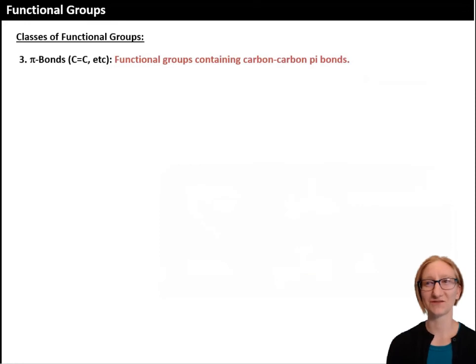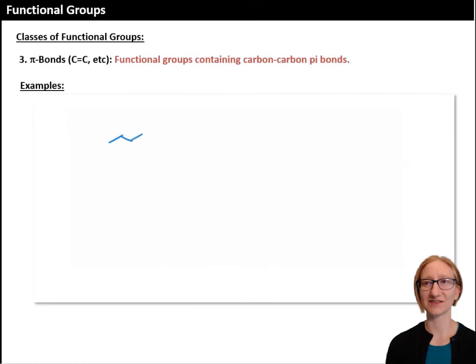The third and final class of functional groups that we'll look at today is a classification of my own, not one that you'll find in your textbook. And that is functional groups that contain pi bonds, carbon-carbon double or triple bonds. You will encounter these endlessly throughout the semester, so it's important that we know their names and we can use them in conversation.